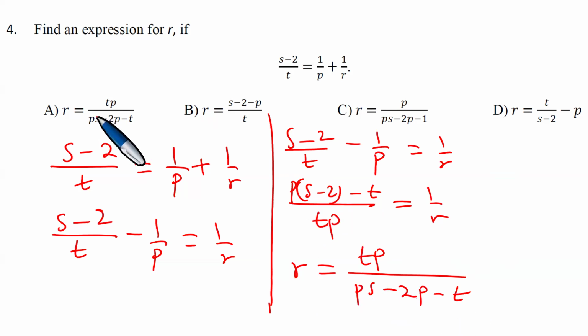And this one is exactly that option there. TP over PS minus 2P minus T. So that is the correct answer. Right. Any question on this now? Or anything to add, remove, or subtract? Right. Any idea?